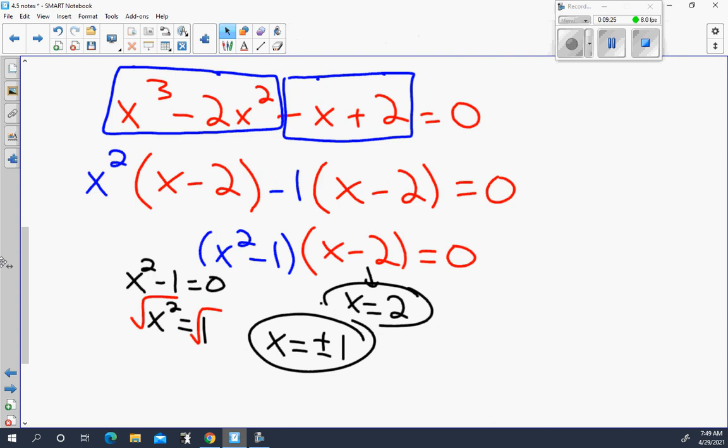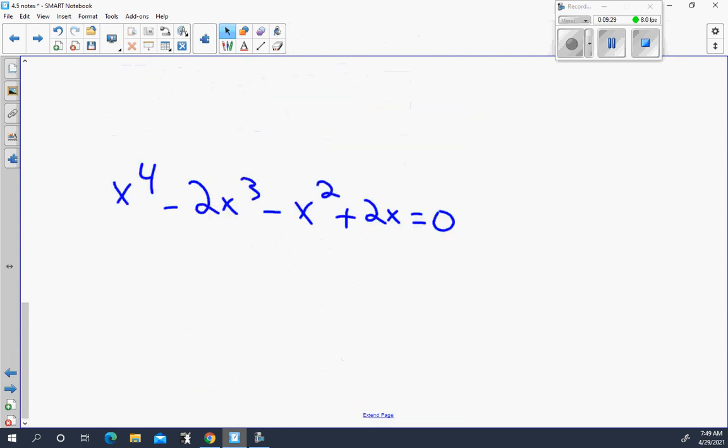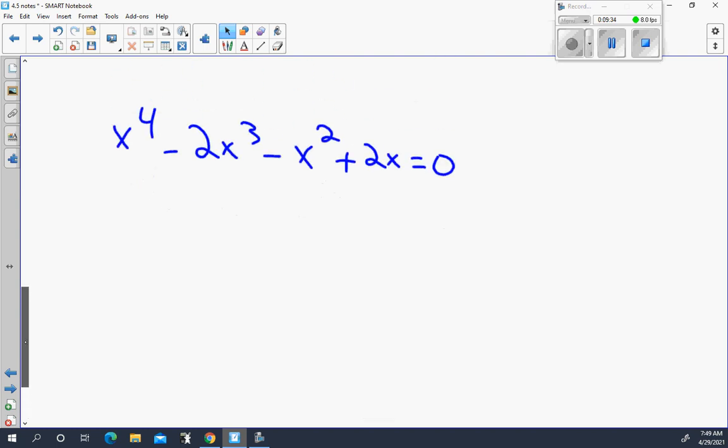Two different ways to do the problem. I really don't care. They both get you the same solution. Don't care which one you use.